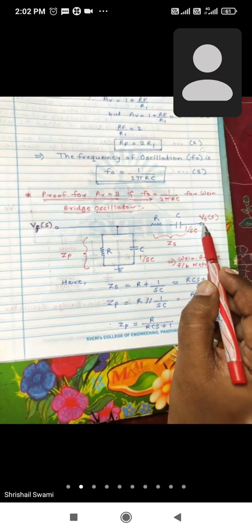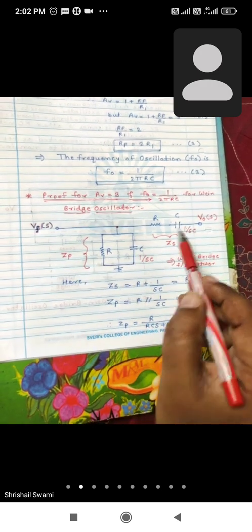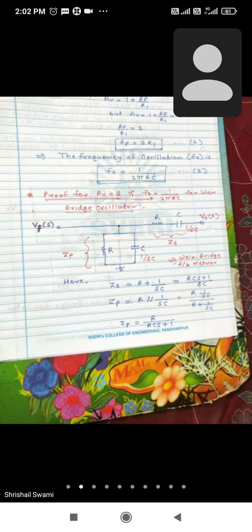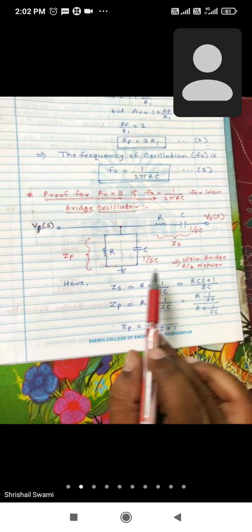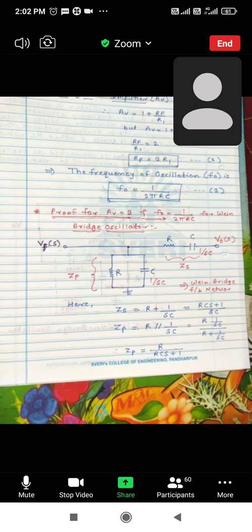This is the input, total voltage V0 of S into ZP divided by ZS plus ZP. So that will give us Vf of S. By applying the voltage division we can get this formula. Okay, we can start to apply the voltage division.